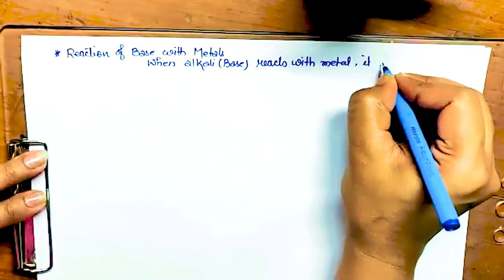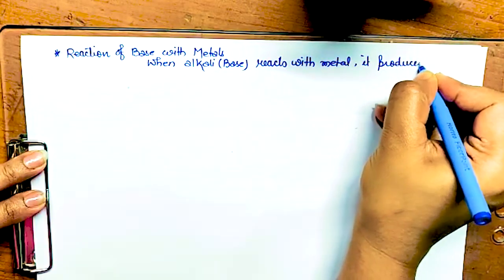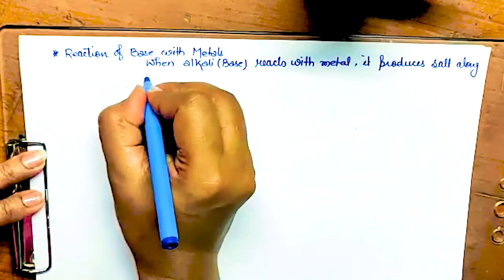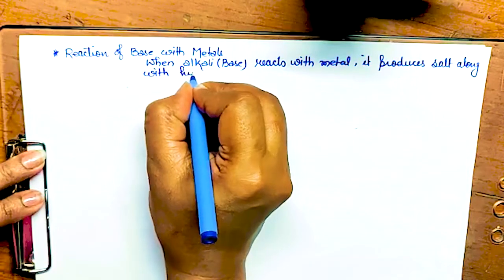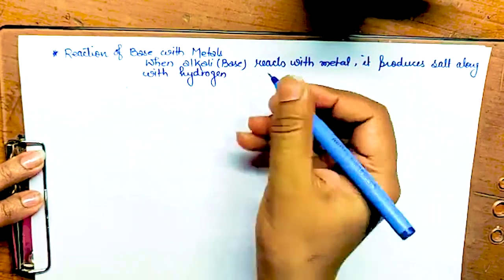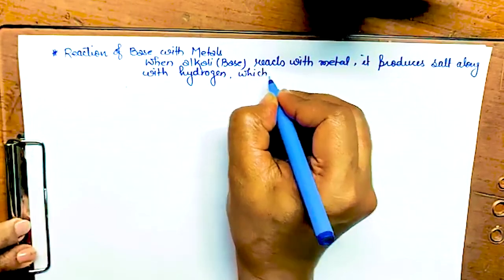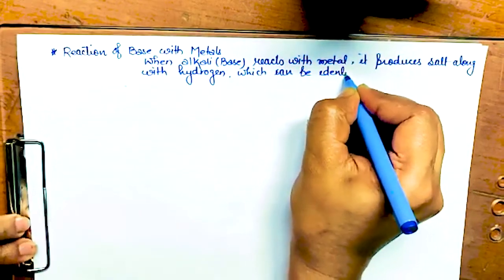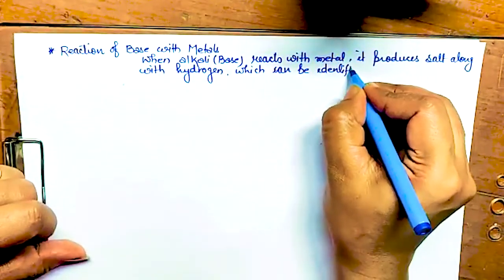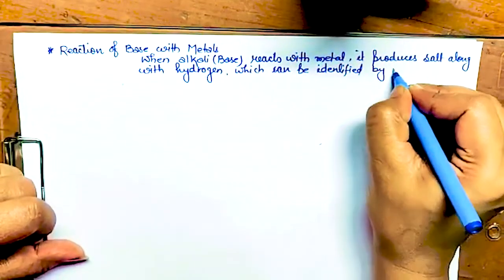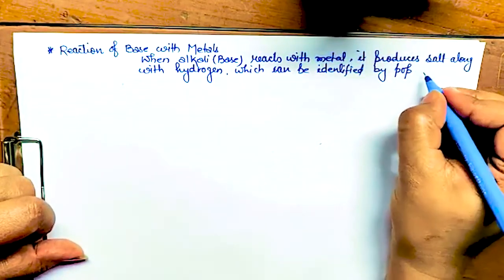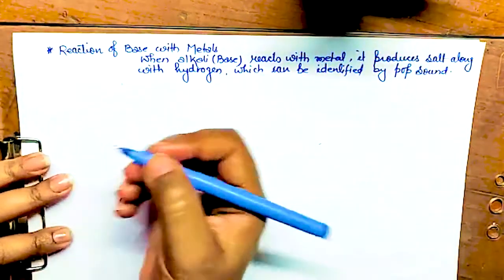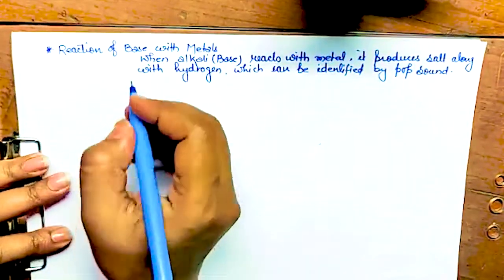it produces salt along with hydrogen gas. Got it? Hydrogen gas, which can be identified by the pop sound. This can be done by an activity. Okay, so we will do an activity later on. So now what is the reaction? For example, first let me write the format.